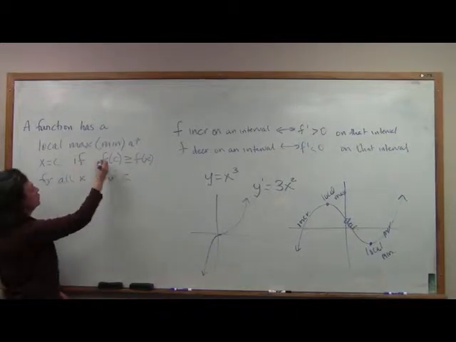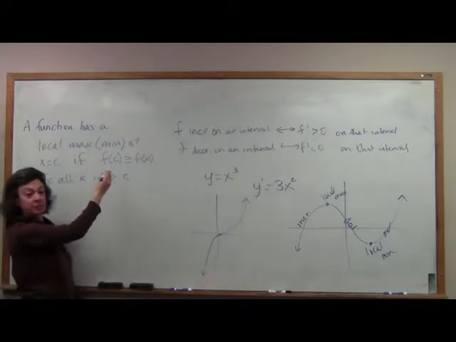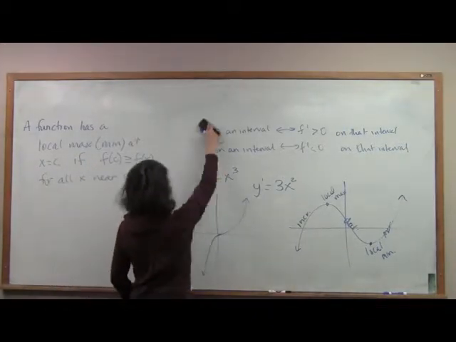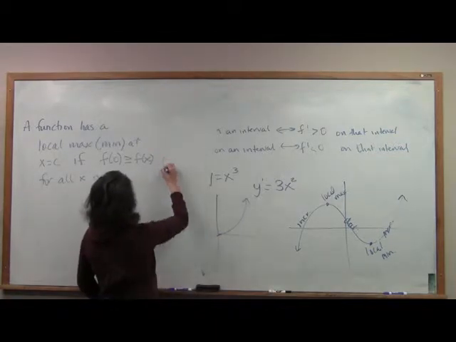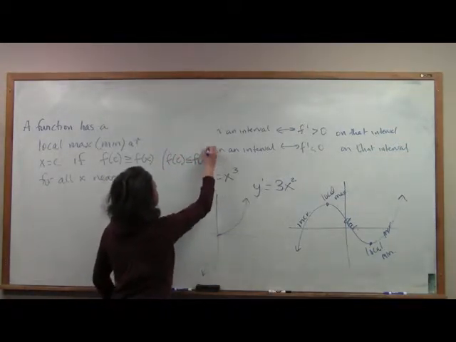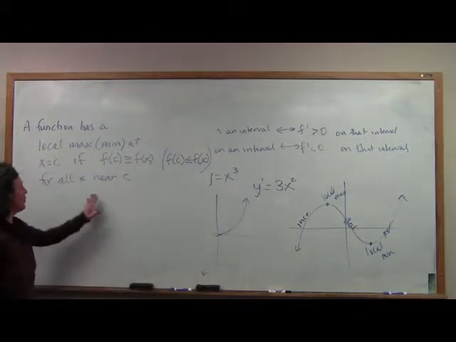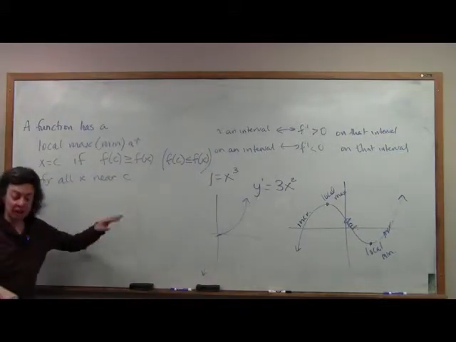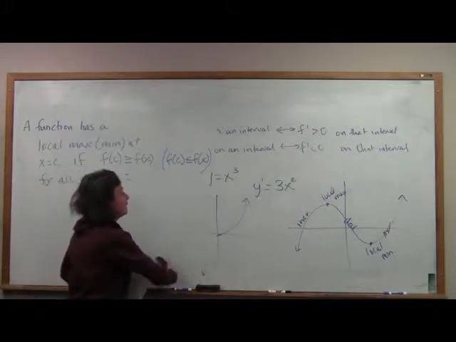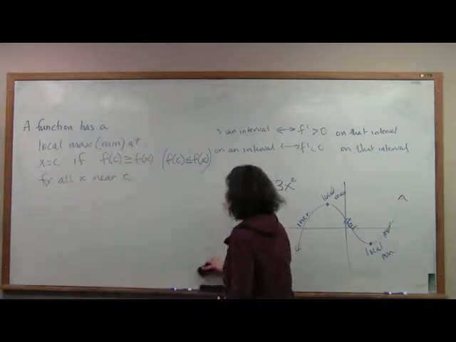And it has a local minimum. Well, since minimum is put in parentheses there, I'll put it in parentheses here. If my function value at c is less than or equal to all my function values for all x near c. So that's what we mean by a local max and a local min.